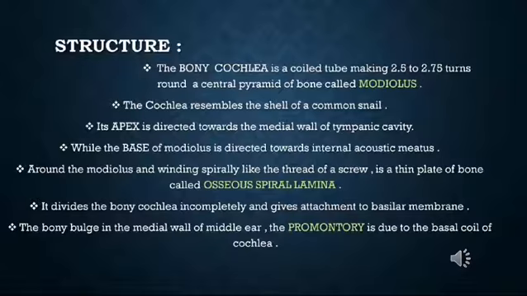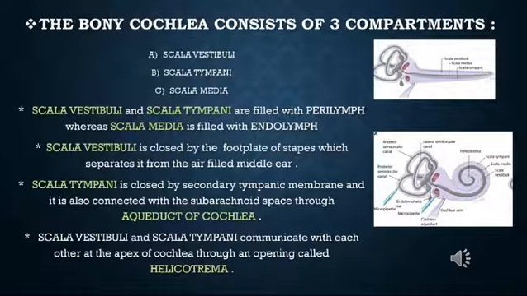The bony bulge in the medial wall of the middle ear, the promontory, is due to the basal coil of the cochlea. The bony cochlea consists of three compartments: scala vestibuli, scala tympani, and scala media. Scala vestibuli and scala tympani are filled with perilymph, whereas scala media is filled with endolymph. Scala vestibuli is closed by the footplate of the stapes, which separates it from the air-filled middle ear.